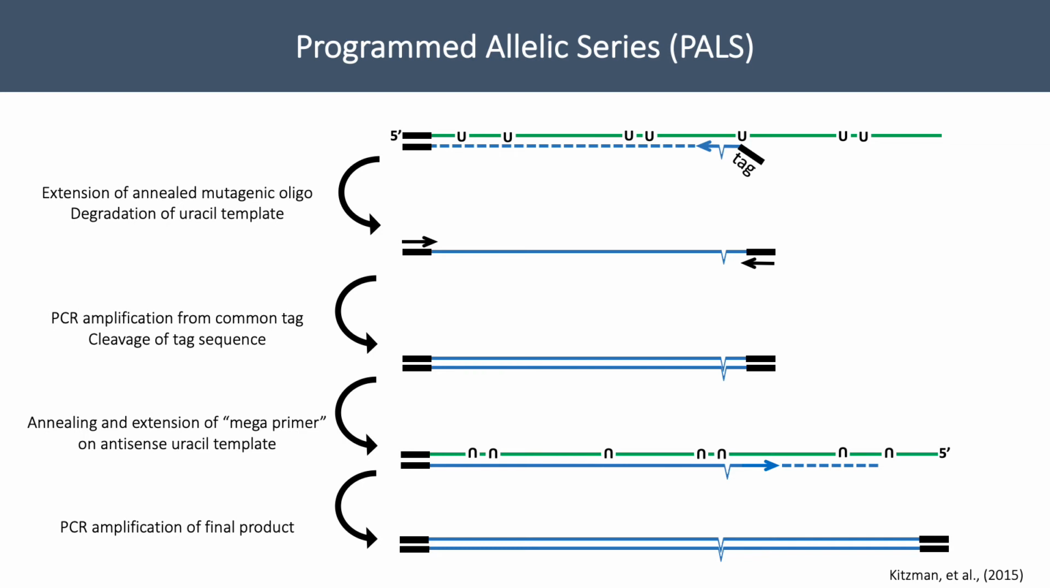Now, the newly created products are then used as megaprimers, which are then bound to a new bottom strand that is also uracilated. So this megaprimer is extended to the end of the template, and again, the bottom uracilated strand is removed using UDG and exonuclease, and then the final full-length products can be PCR amplified.